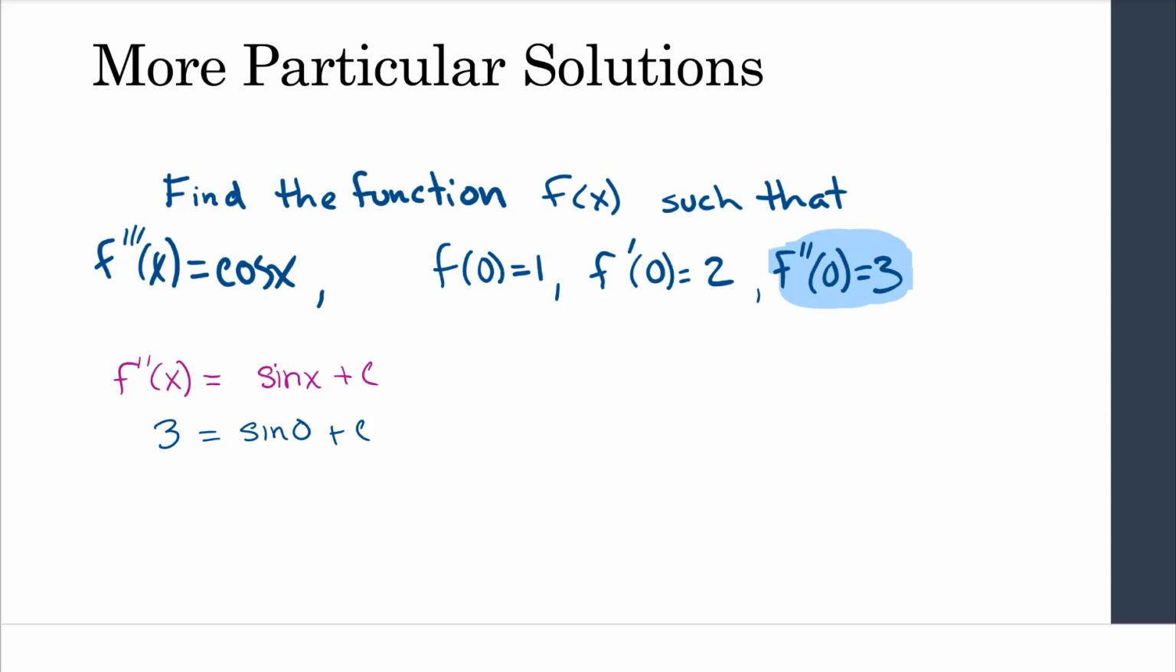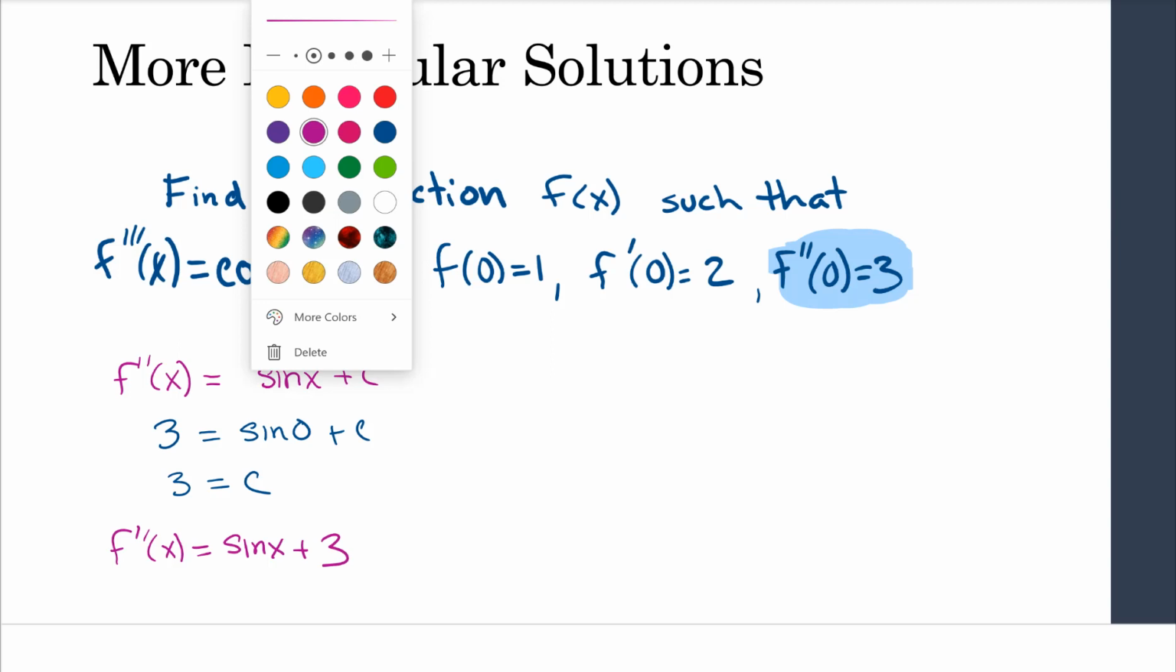The sine of 0 is equal to 0. So we get that our c is equal to 3. There we go. So f double prime of x is equal to sine of x plus 3. Well, shoot, we got to go all the way down to f of x. We got some work to do. So now let's go find our f prime.